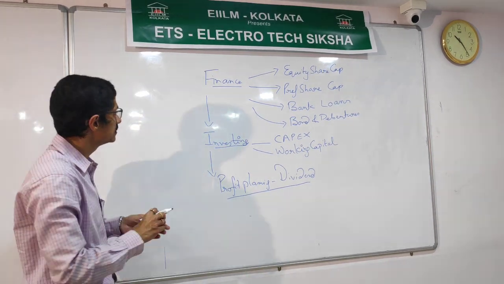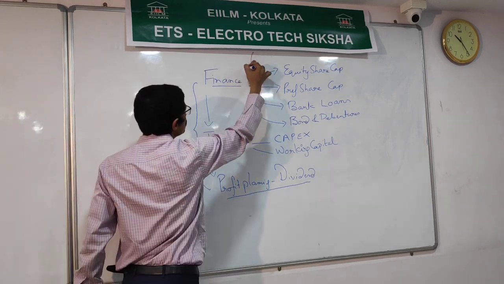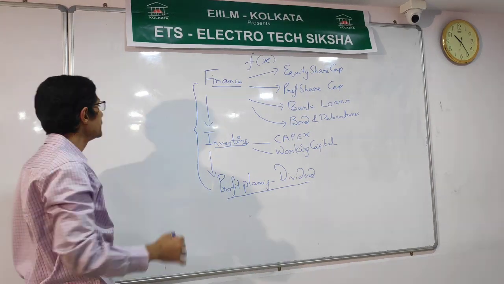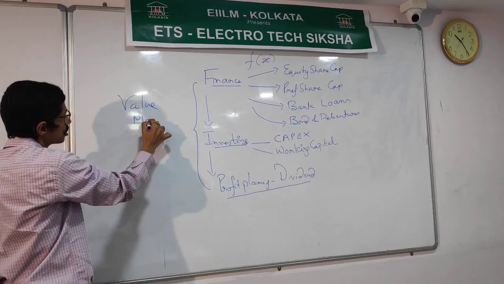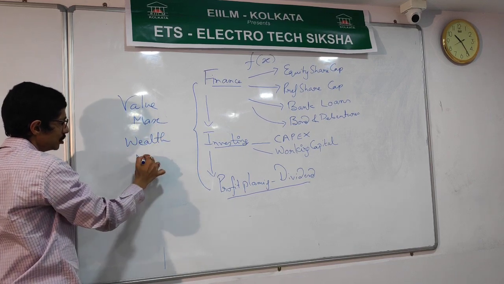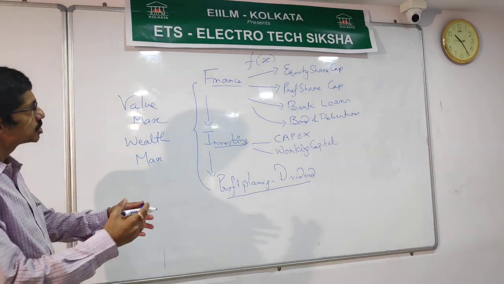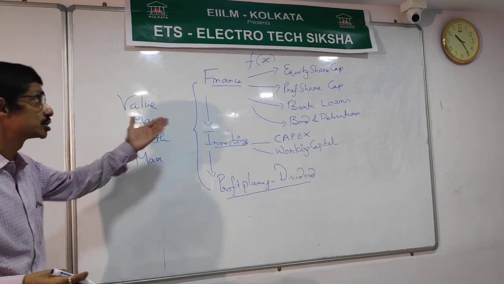profit planning? The goal of financial management through these functions of the financial manager is value maximization or the wealth maximization of the shareholders. This is the goal of finance, which the finance manager tries to attain using the functions.